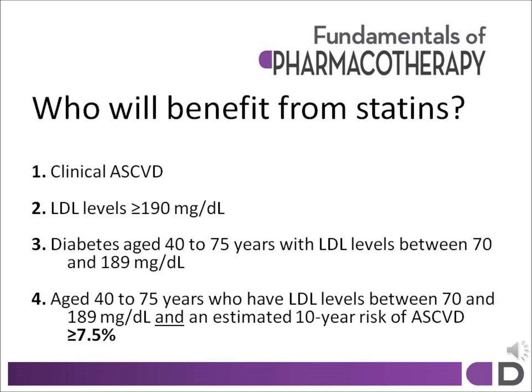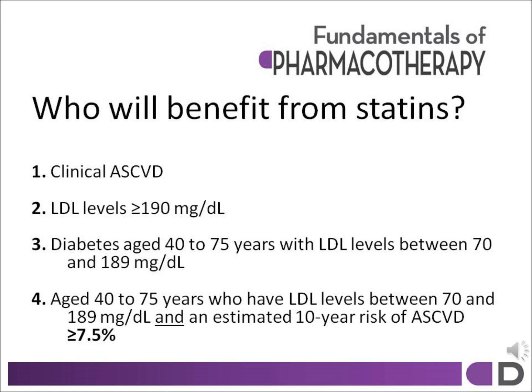And then finally, Group 4 consists of individuals between 40 and 75 years old without clinical ASCVD or diabetes, but with an LDL level between 70 and 189 and an estimated 10-year risk of ASCVD greater than or equal to 7.5%. The estimated absolute 10-year risk of ASCVD is defined as non-fatal MI, death from coronary heart disease, and both non-fatal and fatal stroke, which again is calculated using the ASCVD risk calculator from the 2013 guidelines.